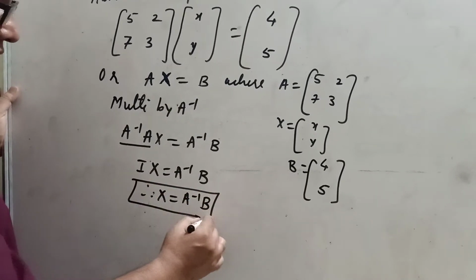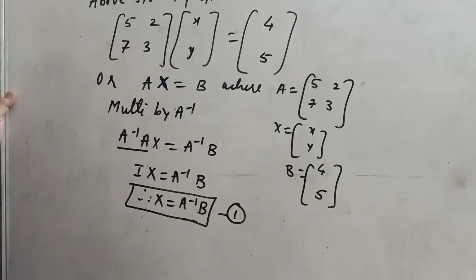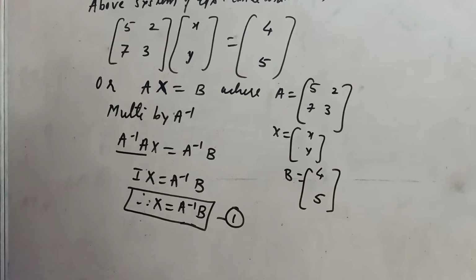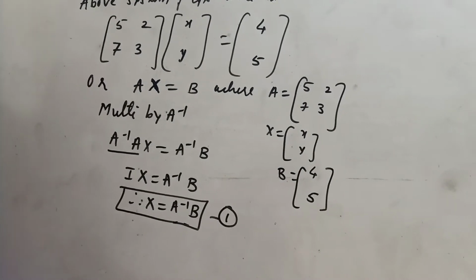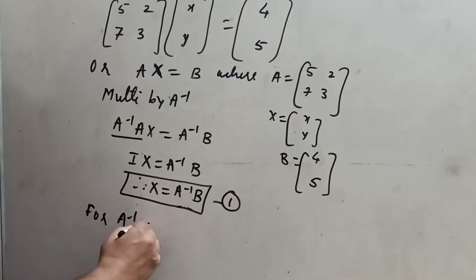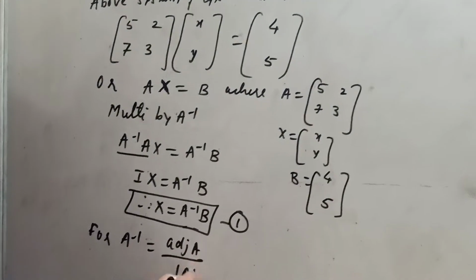So for this, A inverse is required. What is A? A is [5 2; 7 3]. As I told you in the previous lecture how to find A inverse. So for A inverse, what is the formula? Adjoint A upon determinant A.